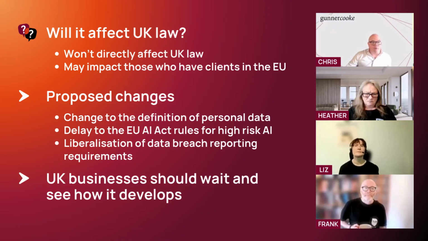There's also a delay to the EU AI Act's rules on high-risk AI. They were supposed to take effect this August, but they'll be postponed for 16 months. The rationale is that the Commission feels there isn't yet sufficient support for organisations to actually comply. So they don't want to leave them in the lurch of having very onerous restrictions on high-risk AI systems and insufficient guidance on how to comply. And then there's a liberalisation of data breach reporting requirements. The deadline would be extended from 72 to 96 hours, and only high-risk data breaches would be reportable to regulators. So that's a massive change to the data breach notification regime.